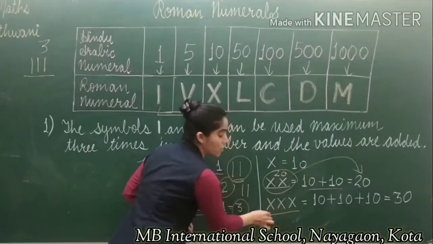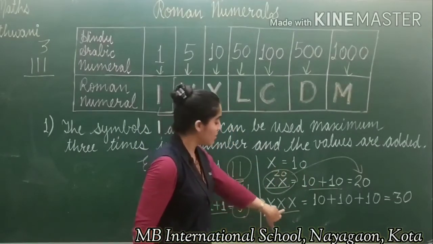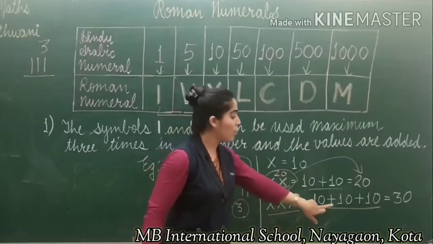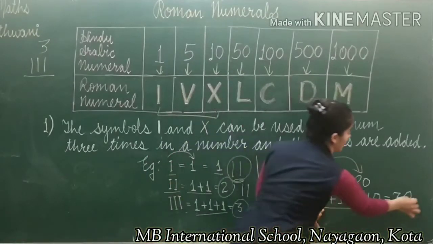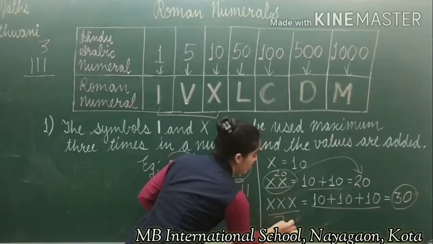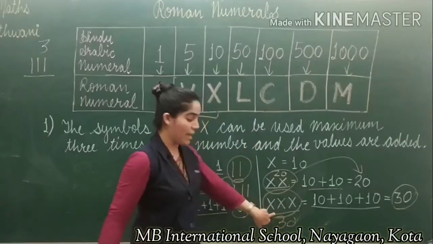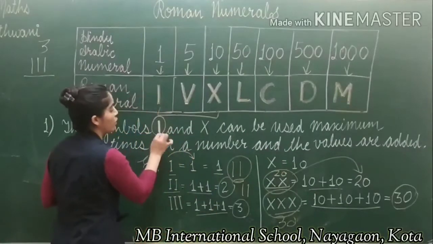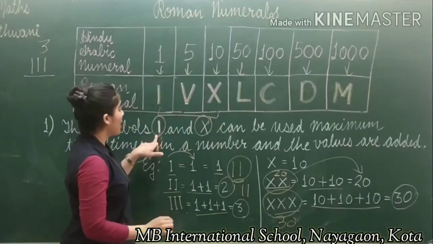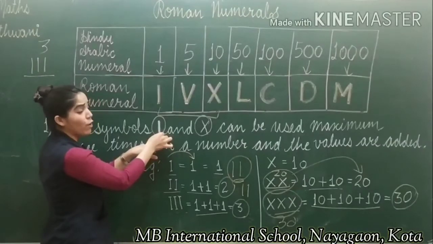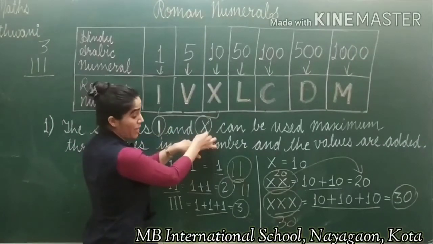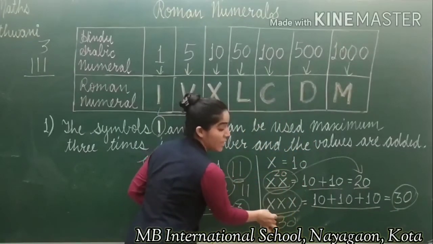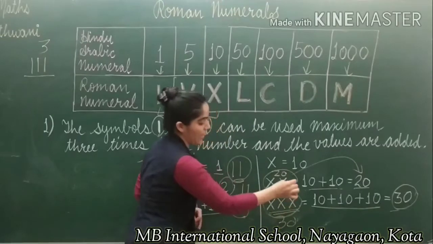Now I have written X 3 times. So this is 10, 10, 10. I add the value of X 3 times and get the answer 30. So the value of triple X is 30. I can write X 3 times because we can write I and X a maximum of 3 times. So I can make 2 and 3 from I, and I can make 20 and 30 from X, with the help of double X and triple X.